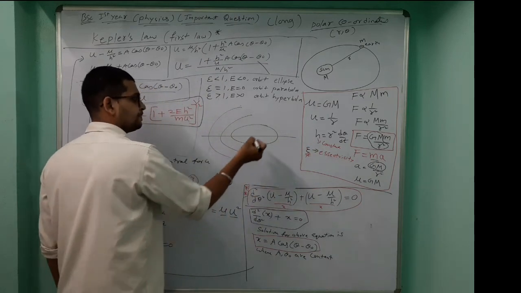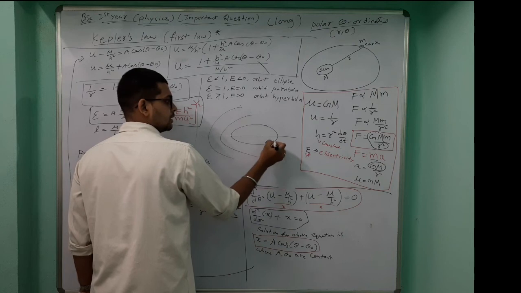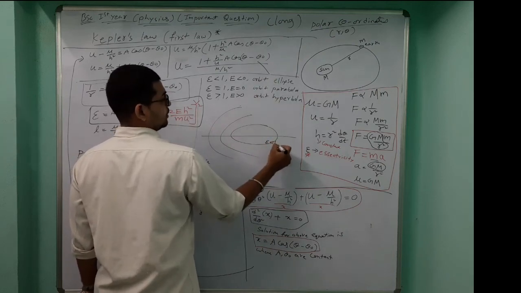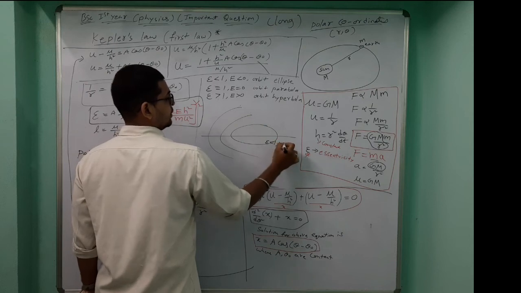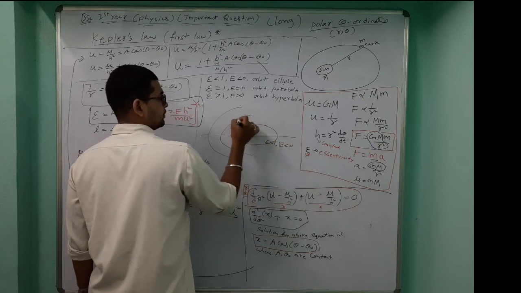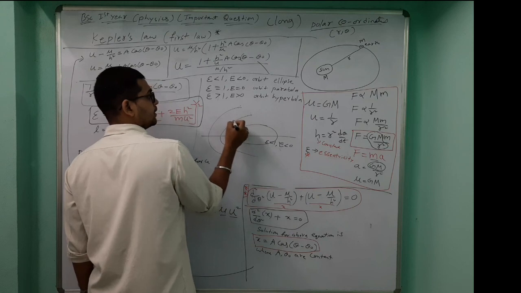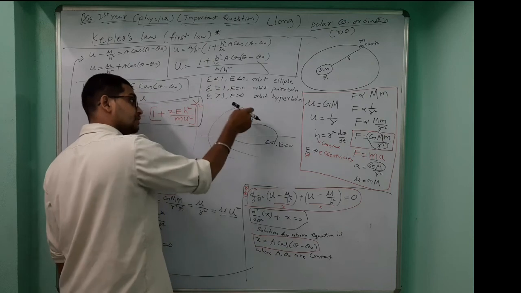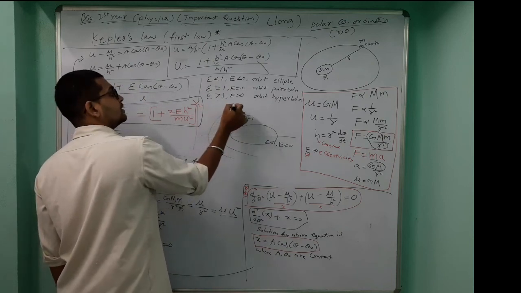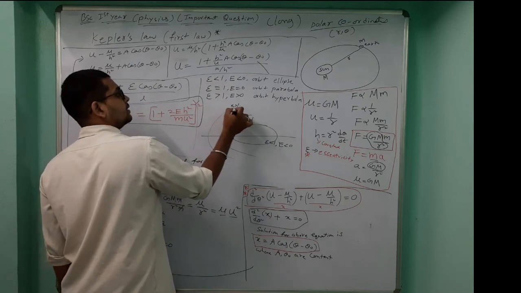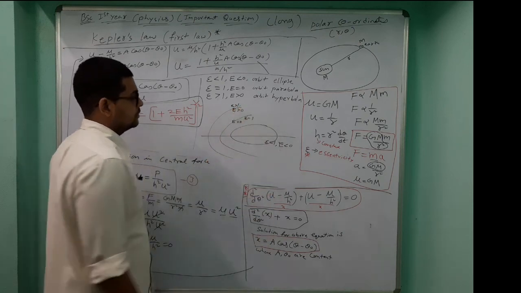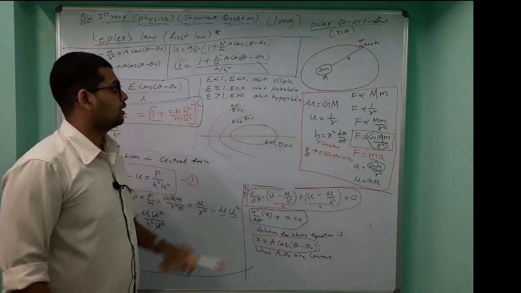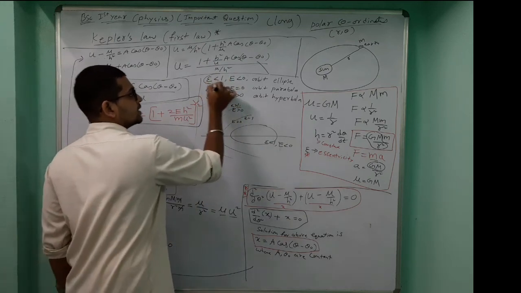Okay, if it is like this, then this e less than 1 is less than 0, this one. So this is ellipse. E is equal to 1, energy is equal to 0. This is eccentricity is equal to 1, energy is equal to 0. Eccentricity is greater than 1, energy is greater than 0. So this is ellipse, parabola, okay, and the hyperbola. If you see this one, the condition this is satisfying.